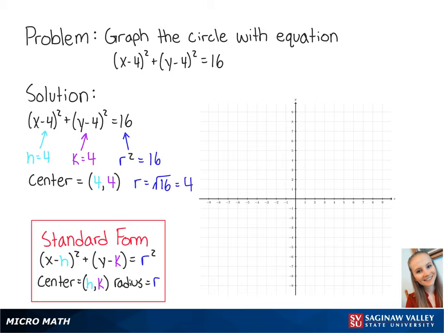Now we can graph our circle. The center is at (4, 4), and since the radius is equal to 4, our outside points are at (4, 8), (8, 4), (4, 0), and (0, 4). Connecting the points, we get the graph of the circle. And this is the final answer.